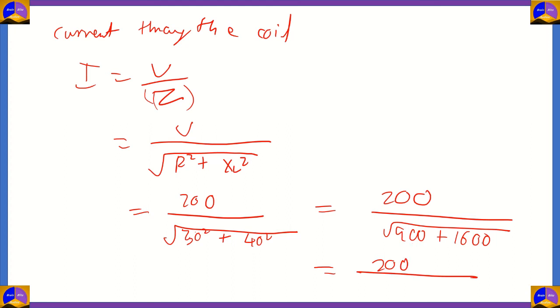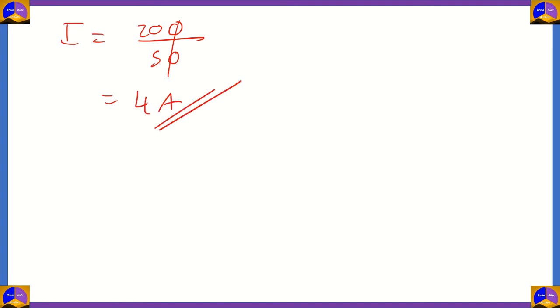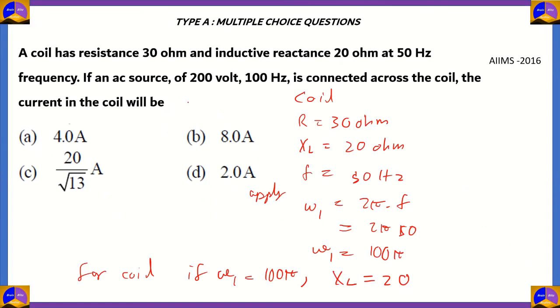Inside the root, 1600 plus 900 now becomes 2500, and the square root of 2500 is 50. So I is now equal to 200 divided by 50. That is equal to 4 amperes. So the current passing through the coil is 4 amperes if we have an AC source of 200 volts and 100 hertz.